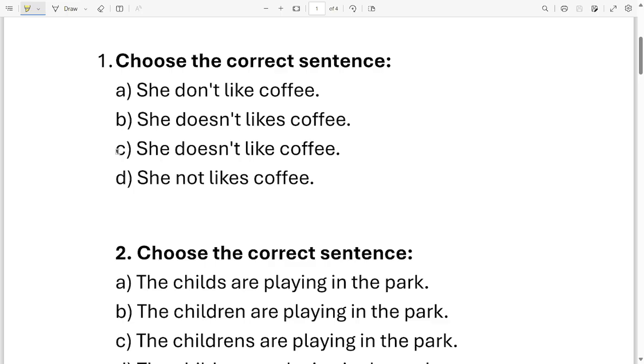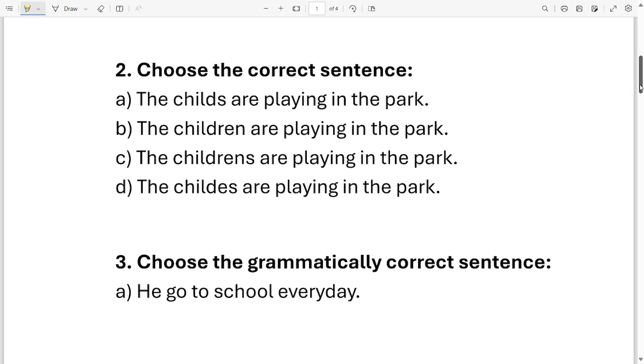If your answer is option C, you're absolutely right. She doesn't like coffee is the correct sentence out of these 4 options. Okay, and don't forget to give yourself 1 mark. Okay. Next question. Choose the correct sentence.